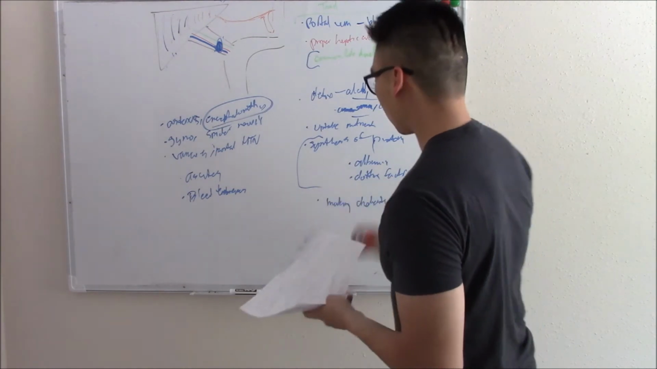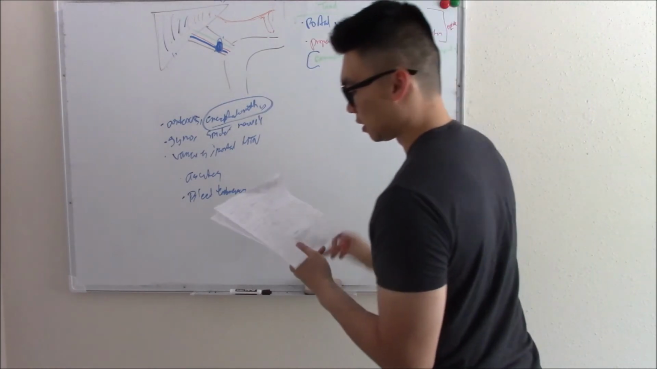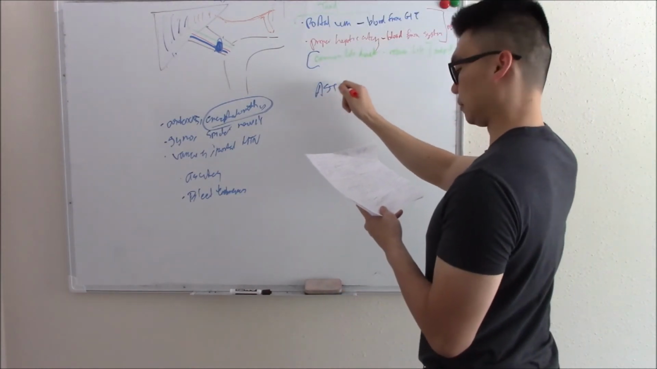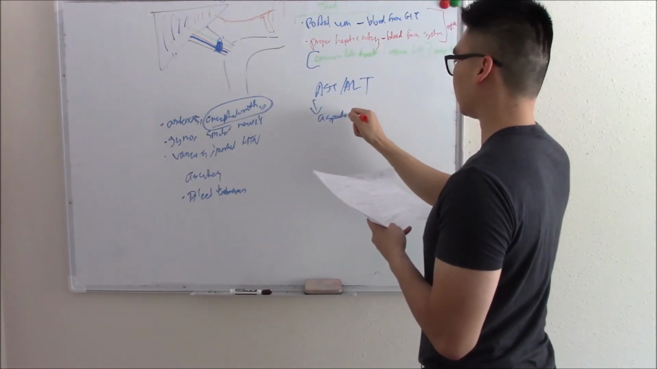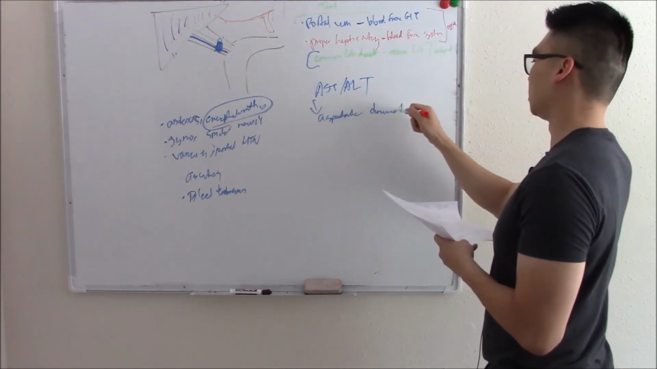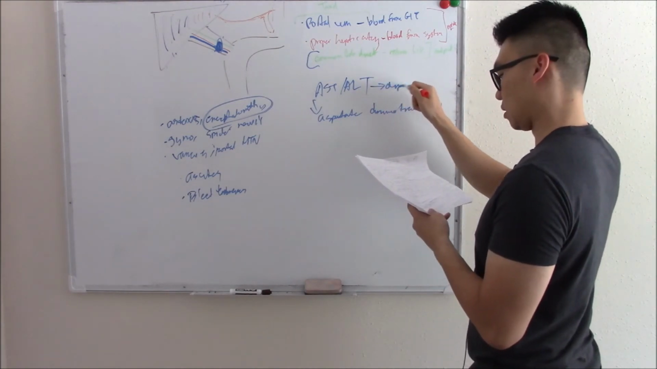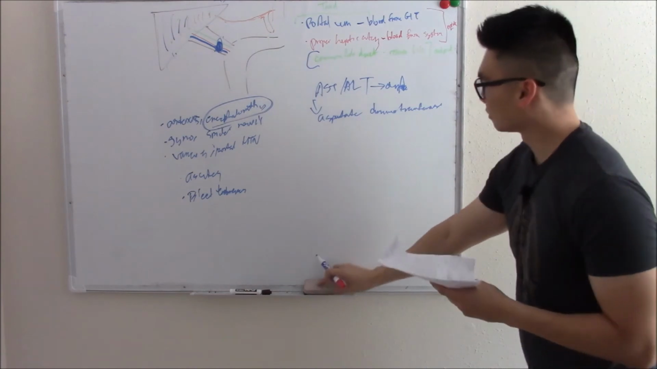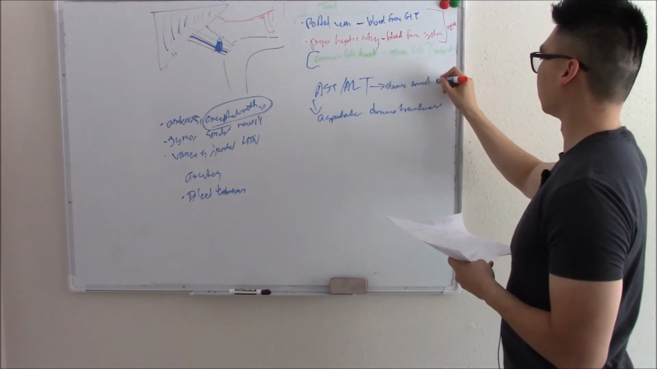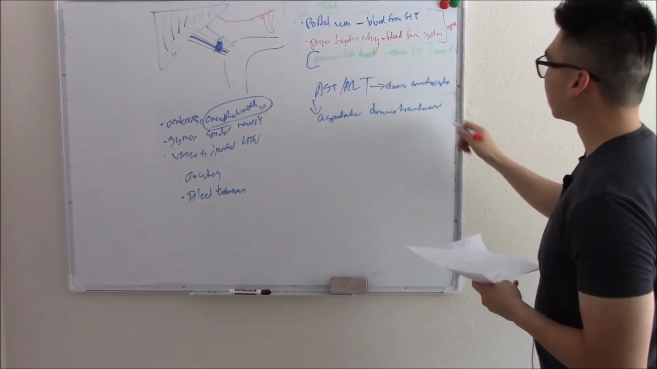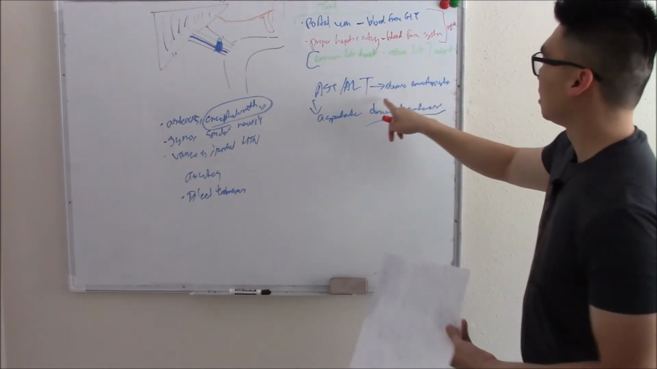Now, what are some labs you can order to look at liver health? The most common is going to be your AST, ALT. AST stands for aspartate aminotransferase. ALT stands for alanine aminotransferase. These things transfer amino acids around. AST transfers aspartate around, ALT transfers alanine around.